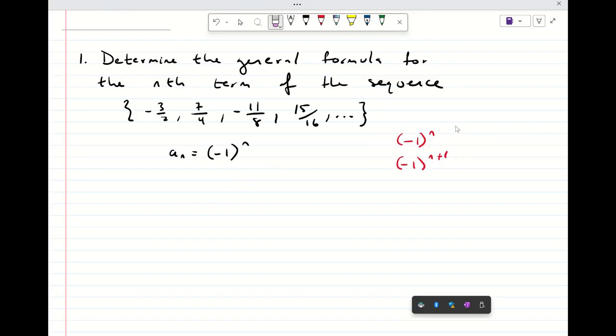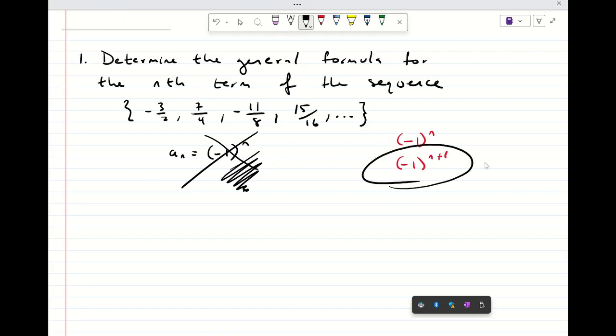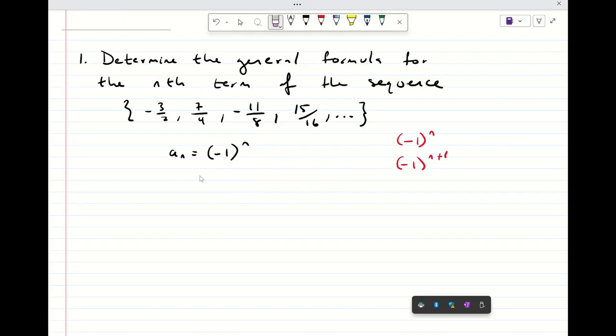If this guy would have given me a positive number, then I would have said this is not what we want, and I would have gone with the -1 to the n plus 1. Again, pretty easy to decipher that because you only have two choices.